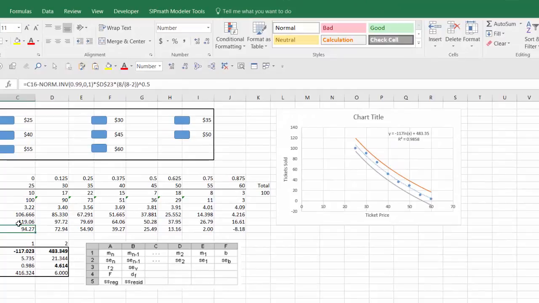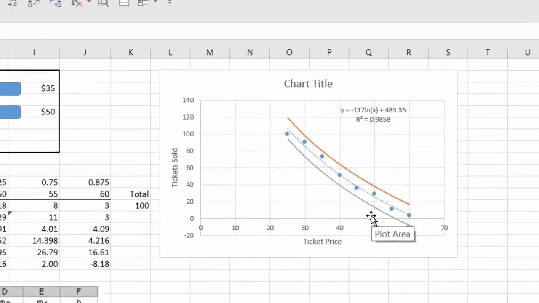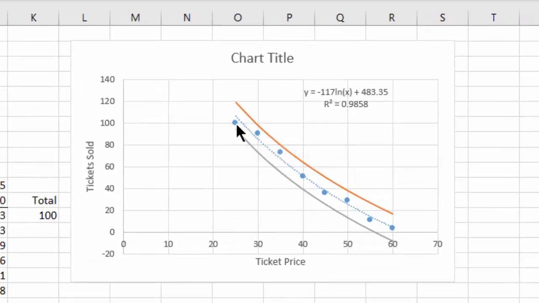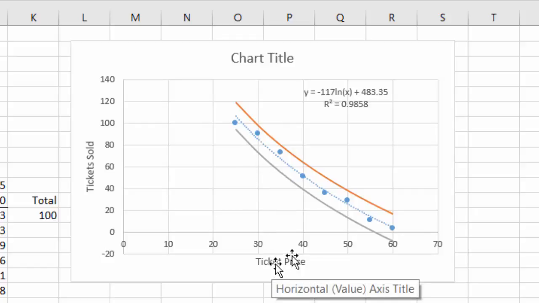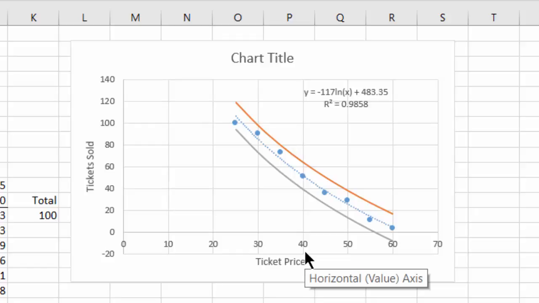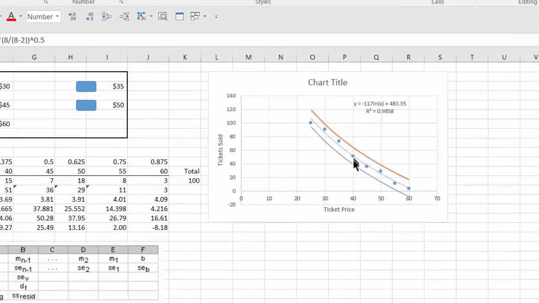We now plot the confidence bands on our graph. So the P99 is this orange line, and the P1 is the gray line. Now let's stand back and look at it and say, does this make sense? The blue dots represent our raw data, and these are the confidence bands around that, such that if we sold the tickets for $40, we'd expect this kind of a range in here for the number of tickets sold.